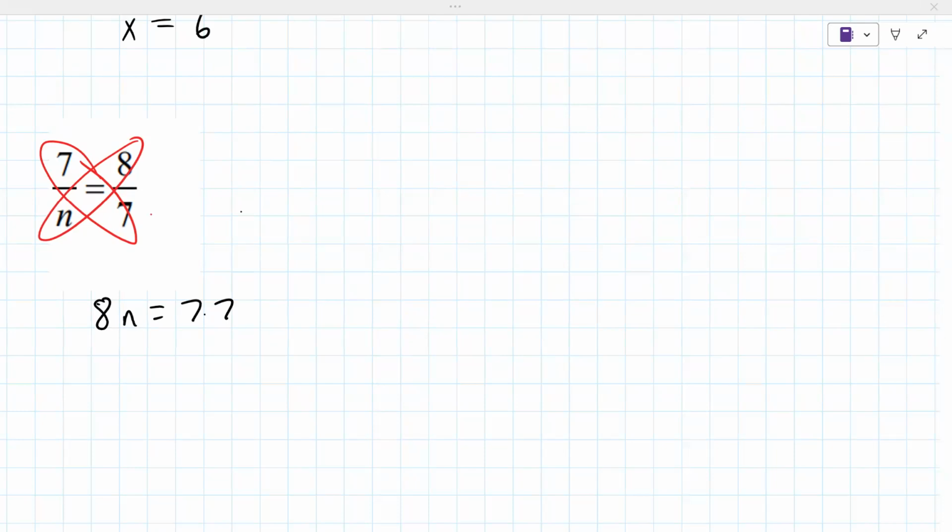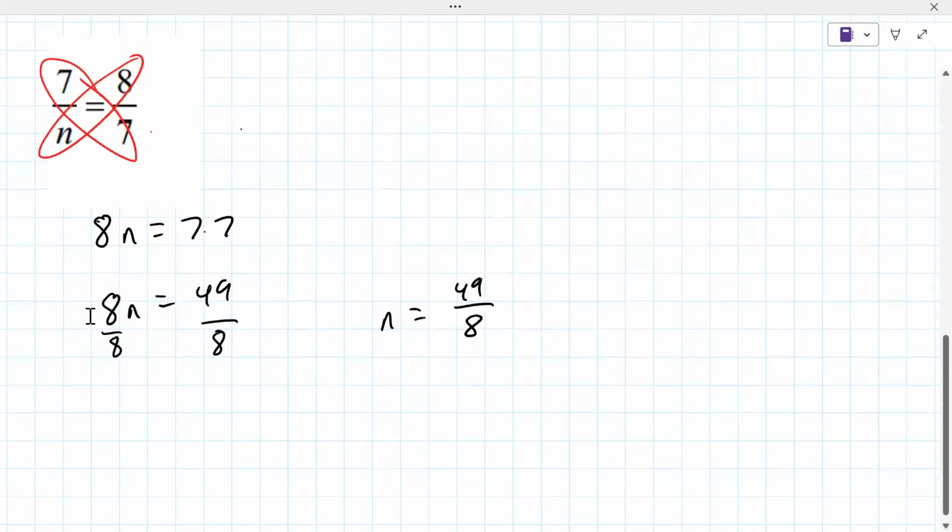Okay, so 8 times n equals 7 times 7. Keep going. Sometimes it doesn't work out. What if it doesn't go in evenly? You just leave it as a fraction. Okay, so n equals 49 over 8. And that is it.